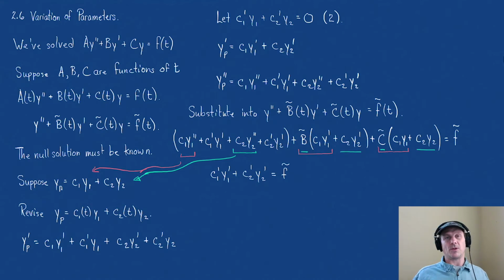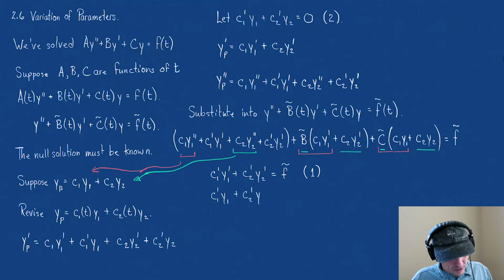Now, we'll use the same notation as our book. We're going to call this equation 1. So let's see what we have. Here's equation 1. I'm going to write equation 2 right below it. c1 prime y1 plus c2 prime y2 equals 0. And now what we're after is what is C1 and what is C2. So let's solve this.